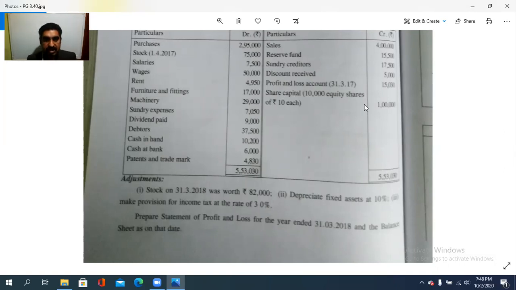Adjustments: stock on 31/3/2018 was worth 82,000. Depreciate the fixed assets at 10% and make a provision for income tax at the rate of 3%. 3 or 30? I think it is 3. Okay. Prepare a statement of profit and loss for the year ended 31st March 2018 and the balance sheet on the same day. So in this type of problem, more adjustments will be there. This type of problem will be asked in part C, because it is a standard problem. That is, you need to prepare the statement of profit and loss and also the balance sheet.